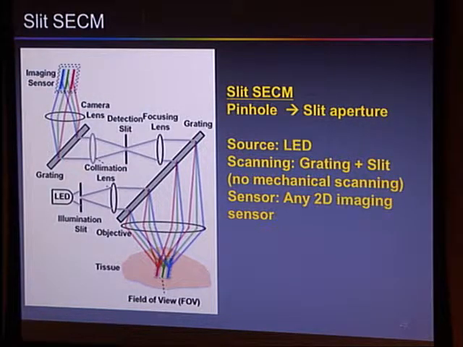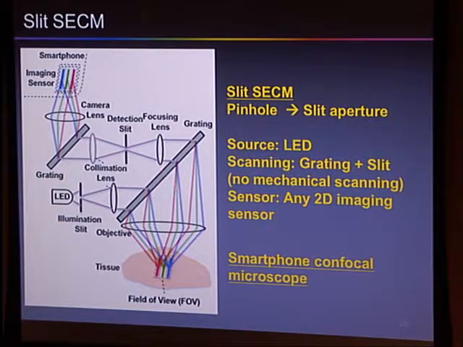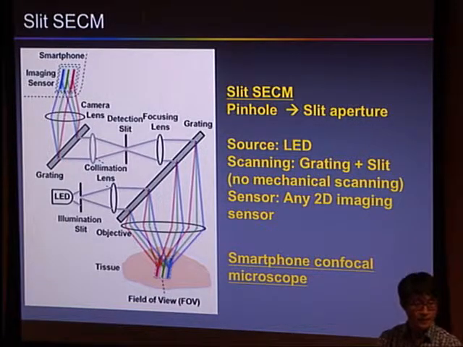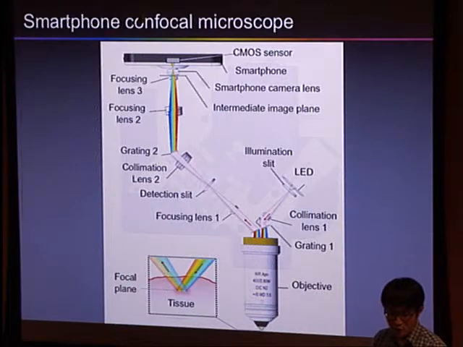So we don't really need a beam scanning device, high bandwidth detector or DAQ. And this imaging sensor can be any imaging sensor with high enough sensitivity, which means this can be a smartphone imaging sensor, and we can think about making a smartphone confocal microscope. That's true, yes. We compromise in the actual resolution of the confocal imaging, which we can talk about later, I think. Yeah, so we actually made it.